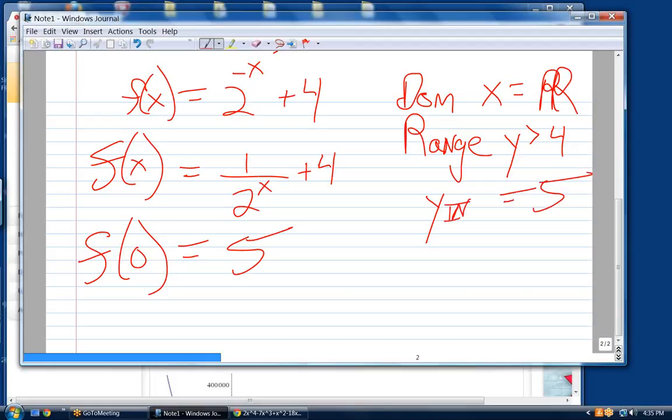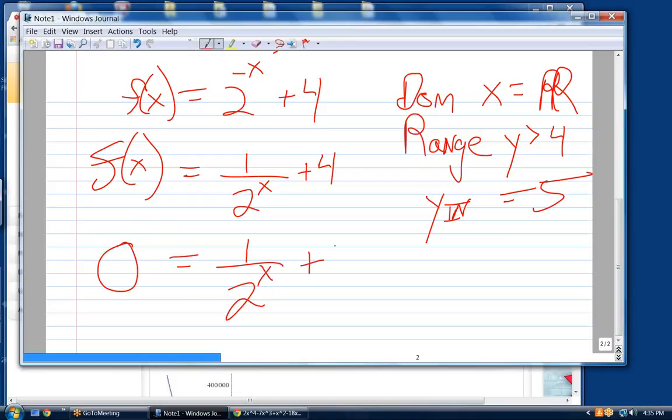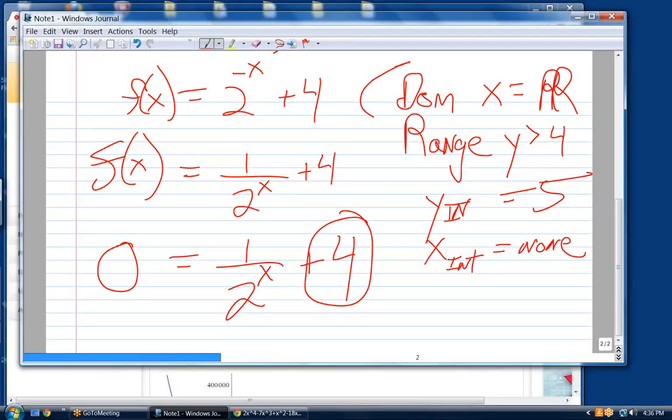How do I get my x-intercept? To get the x-intercept, you need to set y equal to 0 and see if we can solve this. No. We've just decided we can't solve that. That has no solution. It's never equal to 0. It's always a number bigger than 4. So x-intercepts, none. We can see that from the graph.